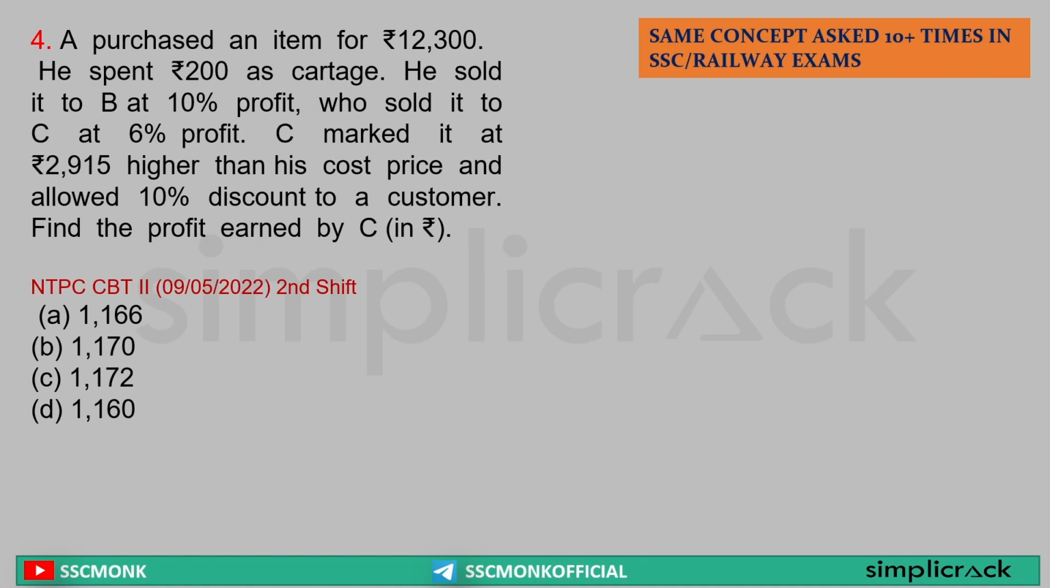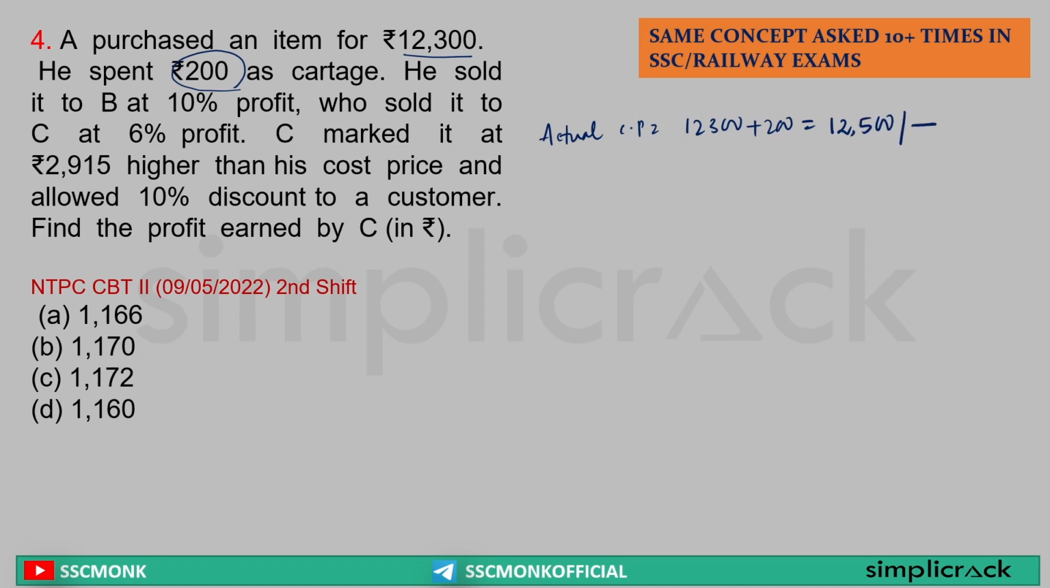Understand it properly. Okay. A purchased an item for 12,300. He spent 200 as cash. That means this was the cost price. Also, this has been added as additional cost for that item. So that should be included in that cost price. So actual cost price is now what? 12,300 plus 200 is equal to 12,500.